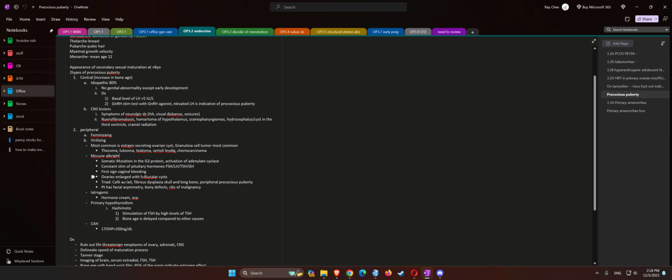What is McCune-Albright? McCune-Albright is a genetic syndrome characterized by café-au-lait spots and precocious puberty. And that is what I can tell you at this time.